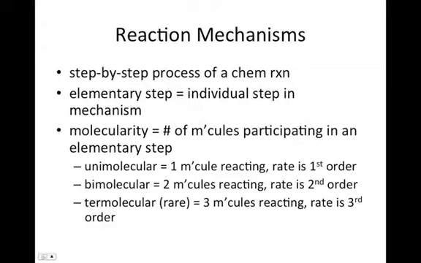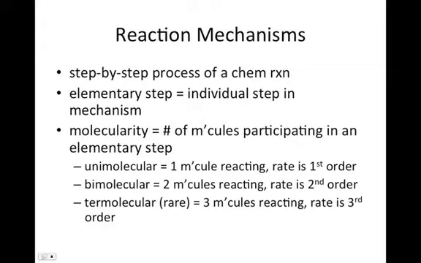Basically, what a reaction mechanism is: the majority of chemical reactions don't occur in one, bam, step. It's more like, okay, first this has to happen, and then this happens, and then this happens. Think of it like a chemical Rube Goldberg machine. And the elementary step would be the individual steps throughout the mechanism itself.